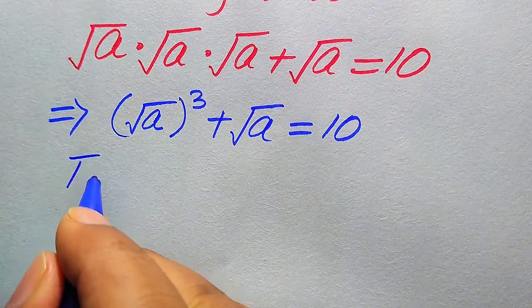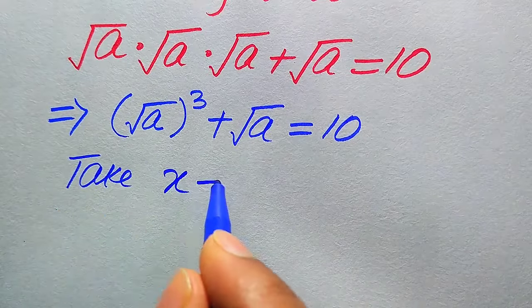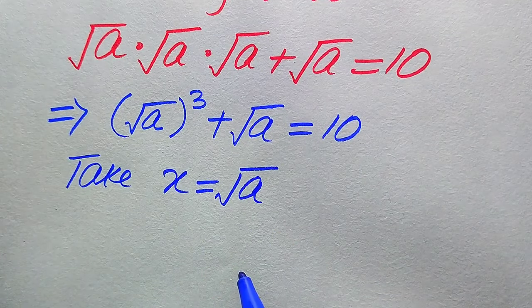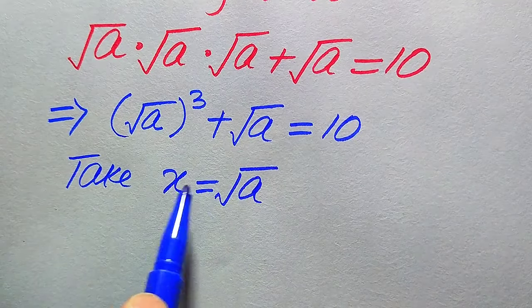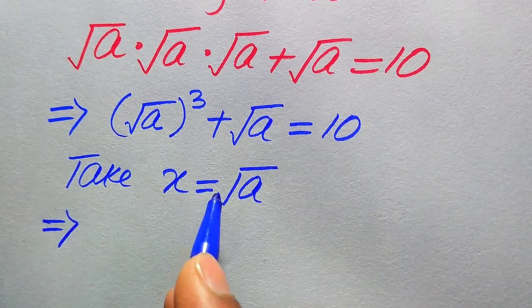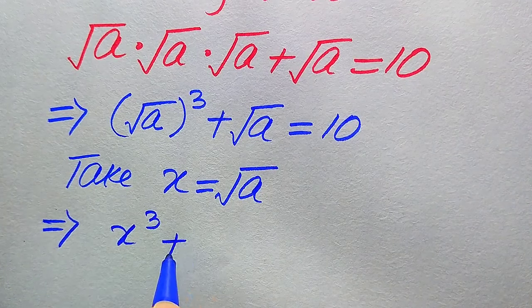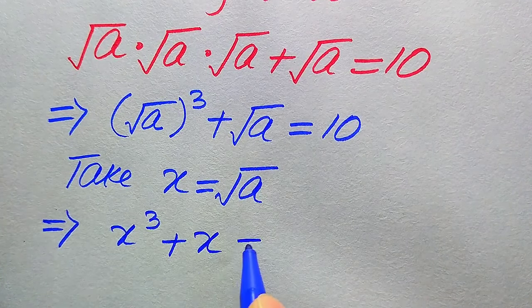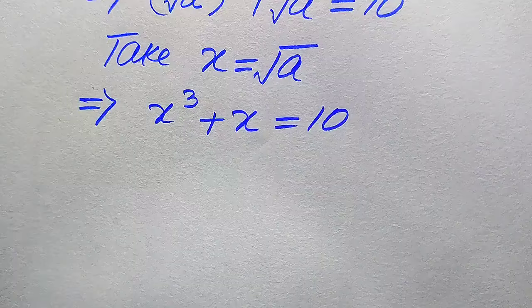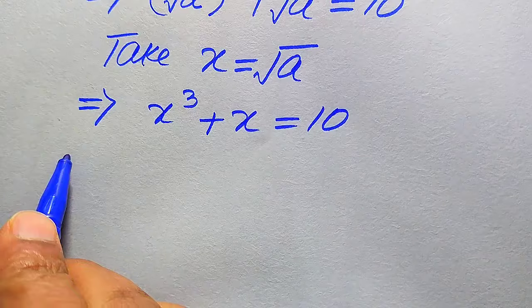So for this we will take the base of this term equal to x, and it will be written as x is equal to square root of a. So when we choose square root of a equal to x, then our above equation is written as, when you put this value here it becomes x cubed plus x is equal to 10. And now in the next step we need more simplifications.